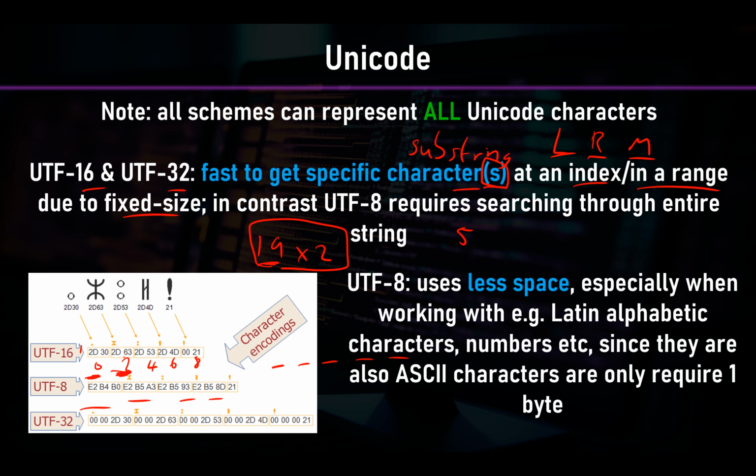However, the advantage of UTF-8 is that it uses less space, especially when working with the common characters, at least the characters on a standard keyboard. Obviously, if you're typing in other languages this is not true, but for the letters A to Z, the numbers, and the common punctuation, it's going to use less space. The reason is that we only require 1 byte, for example for the exclamation mark, since these characters are the same as the ASCII code.